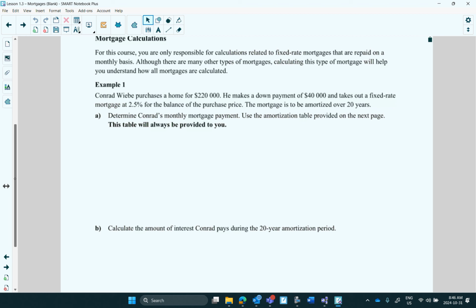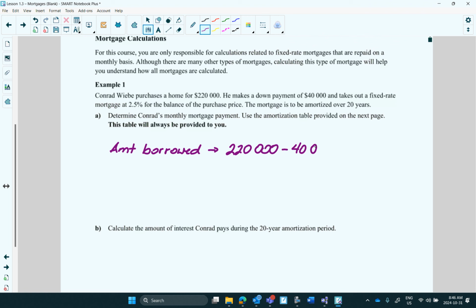So we want to determine his monthly mortgage payment. So we need to use that amortization or payback table on the next page. First of all, we need to figure out his loan. Okay, so the money he's actually going to borrow. So amount borrowed. How would I find that? Yeah, 220,000 minus 40,000, because he's able to put that towards the house. He's got to take a loan out or a mortgage out for $180,000.